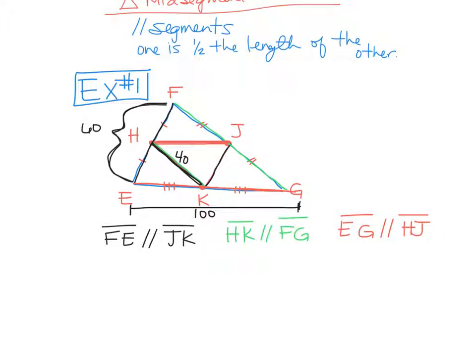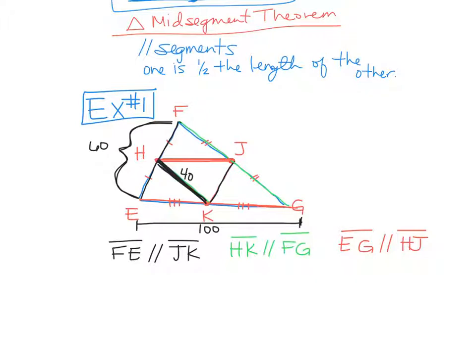HK, right? 40. But it's not 40. What do you have to do to the 40? You got to double it, right? So whatever the length is, so like this one's 40. So if I double that, I will get this side here, meaning FG would have to be 80, because you're just doubling the 40. Okay, so FG is 80.